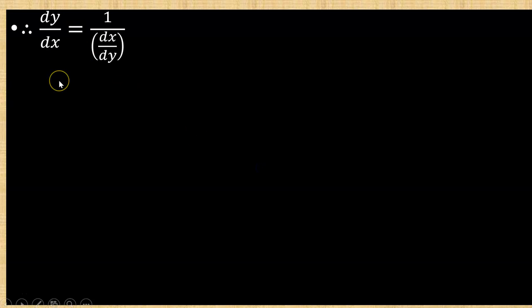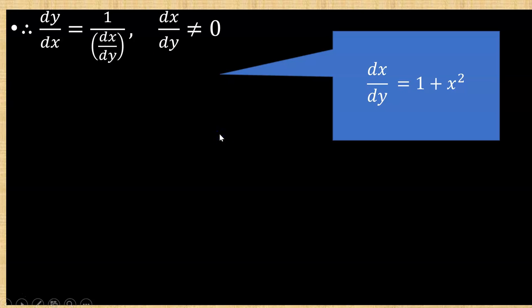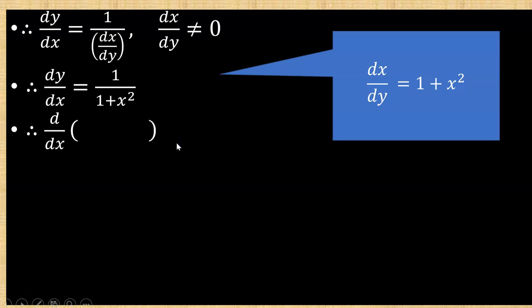and therefore dy by dx is equal to 1 upon dx upon dy, where dx upon dy is not equal to 0. Now the next is, therefore dy by dx is equal to 1 upon 1 plus x square. And that's why the d/dx of tan inverse of x is equal to 1 upon 1 plus x square.